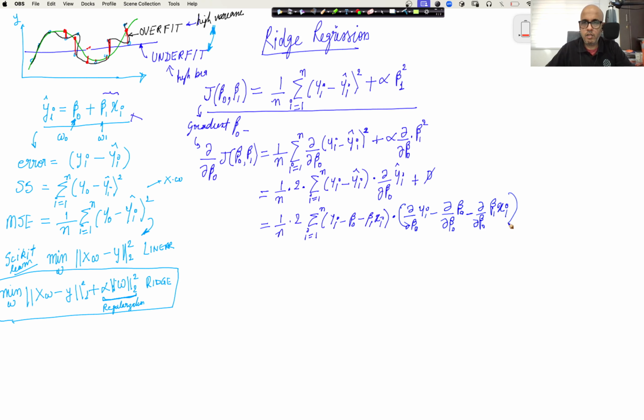And here then if we see, this term will become 0, then this term would become 0, and so this term would become 1, and we have a minus sign there. So essentially what we would get is minus 2 divided by n, and here we have summation i is equal to 1 to n, and inside of this we have our yi, minus beta 0, minus beta 1 x of i, and that's what we have right here.